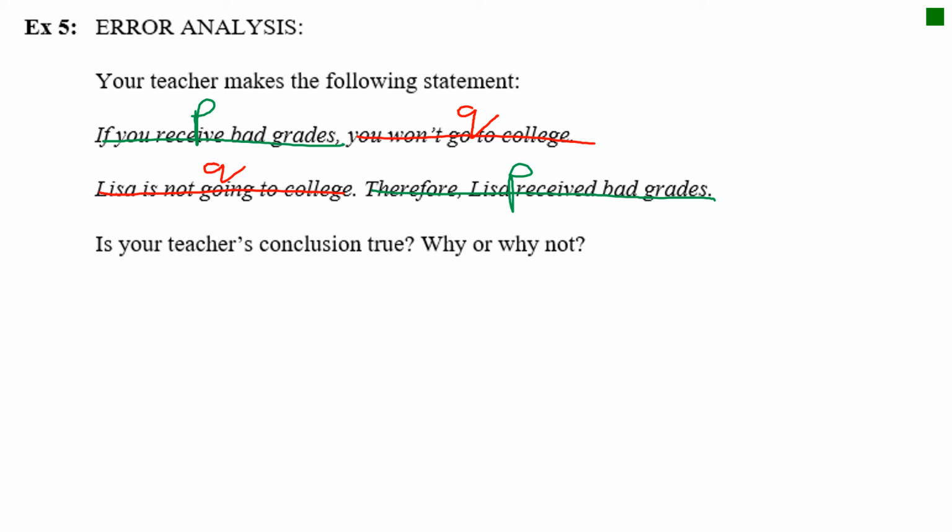Lisa's not going to college, therefore Lisa received bad grades. There is no way we know that 100% for sure. So we can't assume that just because Lisa's not going to college, that she received bad grades. There might be other reasons. So we're going to have to answer the question: is our teacher's conclusion true, and then why or why not. So we can say the teacher's conclusion is not true, or we can say it's false.